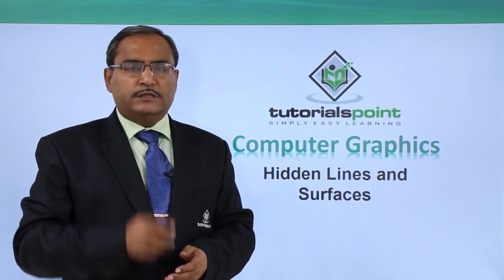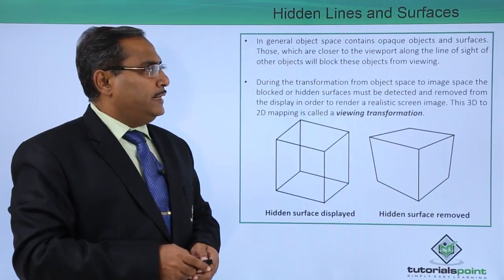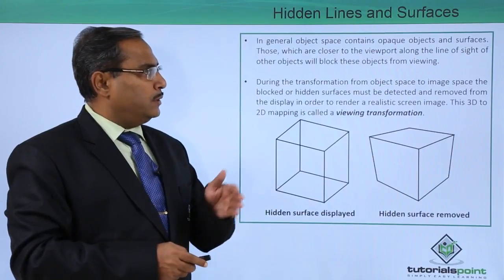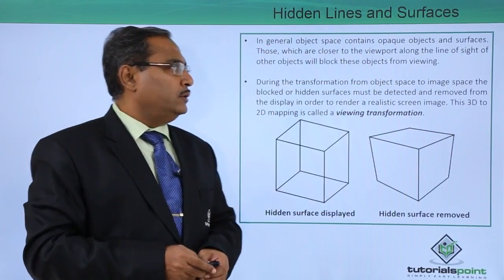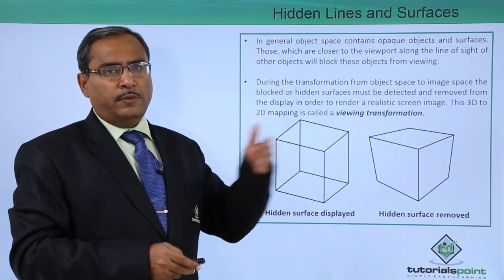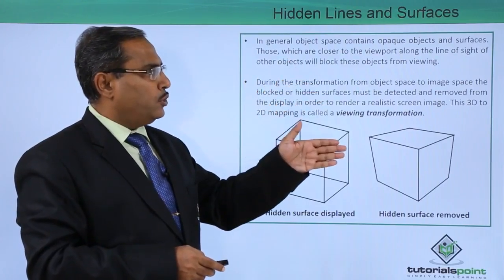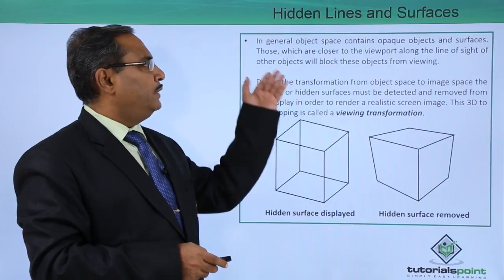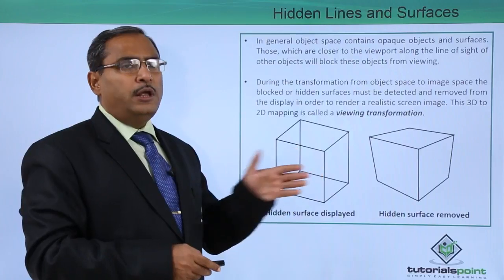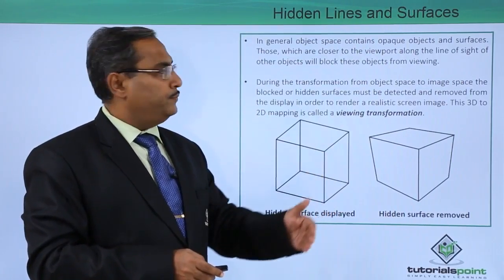In this video, we are going to discuss hidden lines and surfaces. In general, object space contains opaque objects and surfaces. So those which are closer to the viewport along the line of sight of other objects will block those objects from viewing. That means those objects will not be viewable and will remain hidden because the closer objects obstruct them from getting viewed.